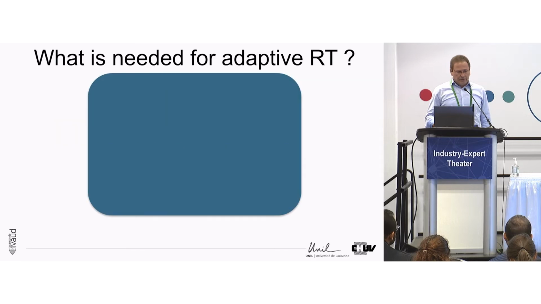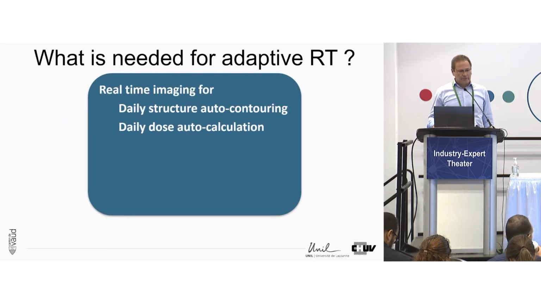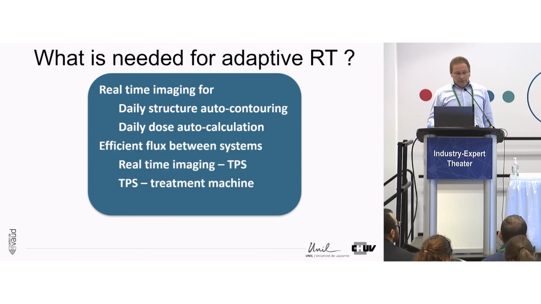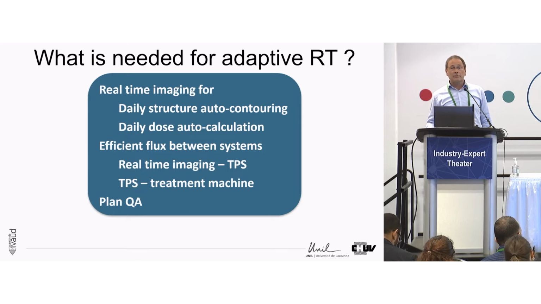So adaptive radiation therapy, what is needed for adaptive radiation therapy? First of all, we need real-time imaging, which is the most important, we need images. And for what? For having the possibility to contour or to auto-contour daily the structures, and also to auto-calculate the dose daily. The other important point is we need an efficient flux between the systems, particularly between the imaging and the TPS, and between the TPS and the treatment machine. And finally, hopefully, we would like to be able to do some sort of QA of the whole.